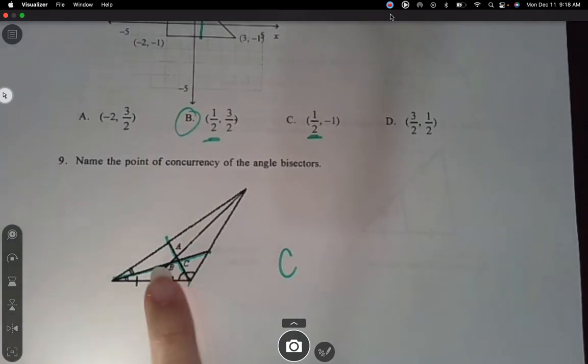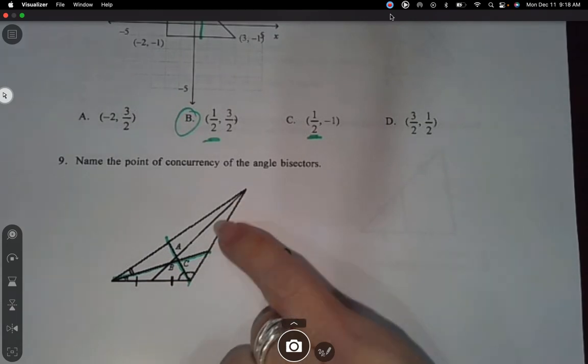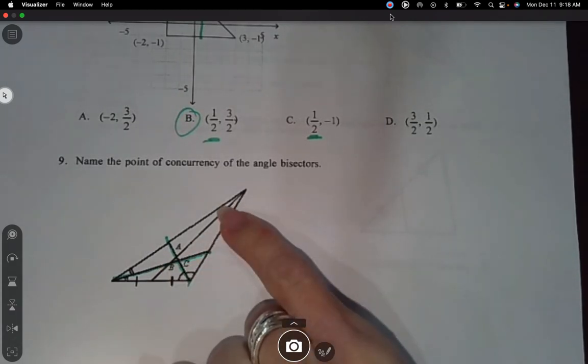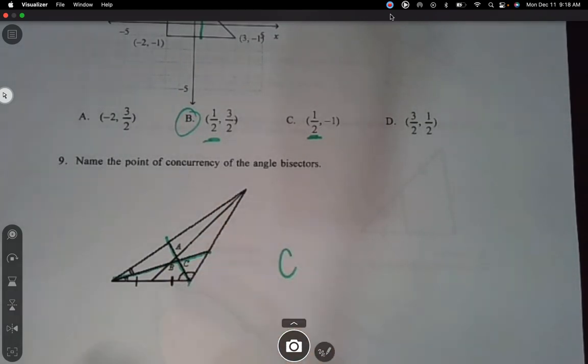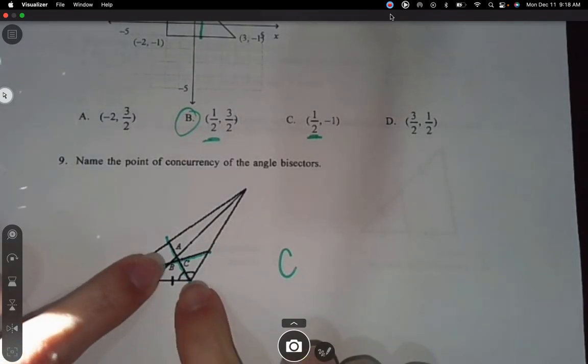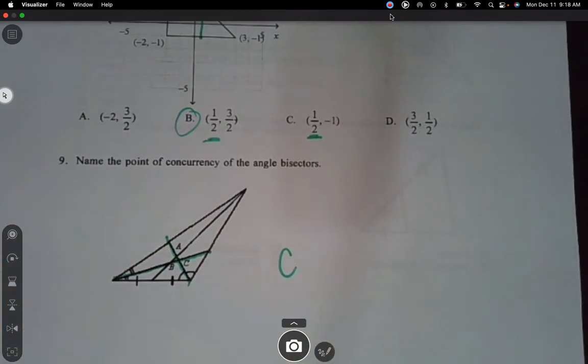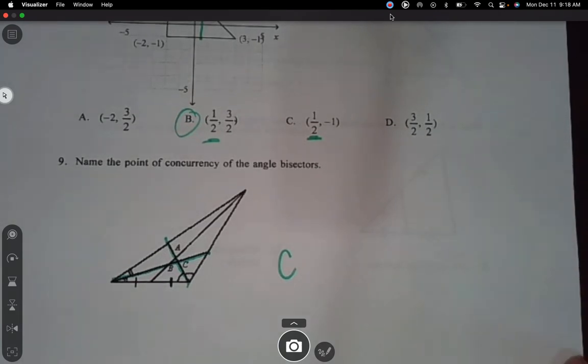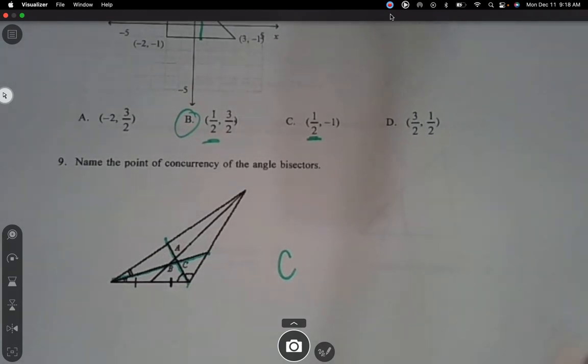Yes, pay attention to the lines. B is actually with this line right here. And that is not an angle bisector. Was it cut into 2 equal parts? No. These 2 were. And they meet up right there at C. Follow your lines carefully. Where do they meet up at?